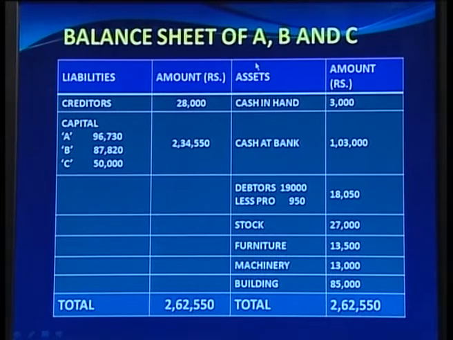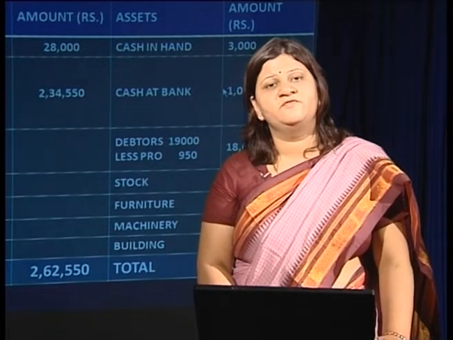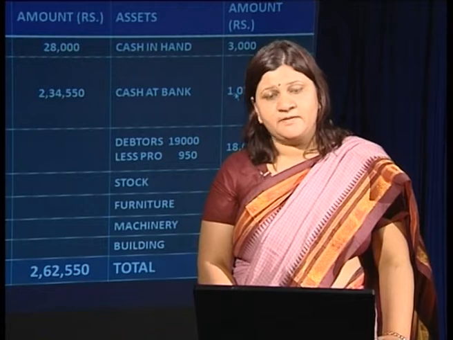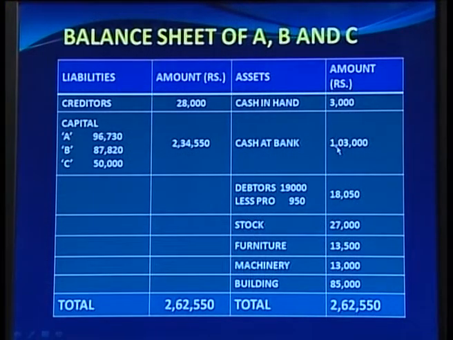Coming to the asset side, cash in hand is the first entry. There is no change in cash in hand. So, opening and closing balance are same. Cash at bank, it is increased by 80,000 because 50,000 plus 30,000 of goodwill which is being brought by the new partner is added to the existing balance of the cash at bank. So, the total balance at the year end or after the admission of the partner is 1,03,000.